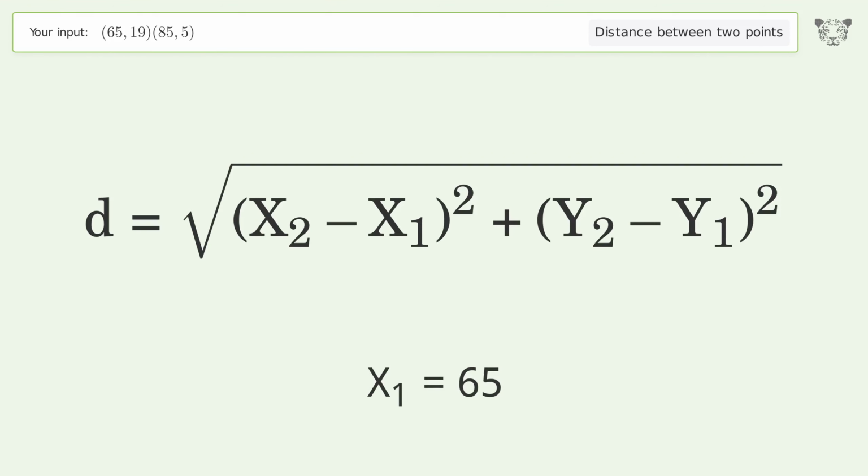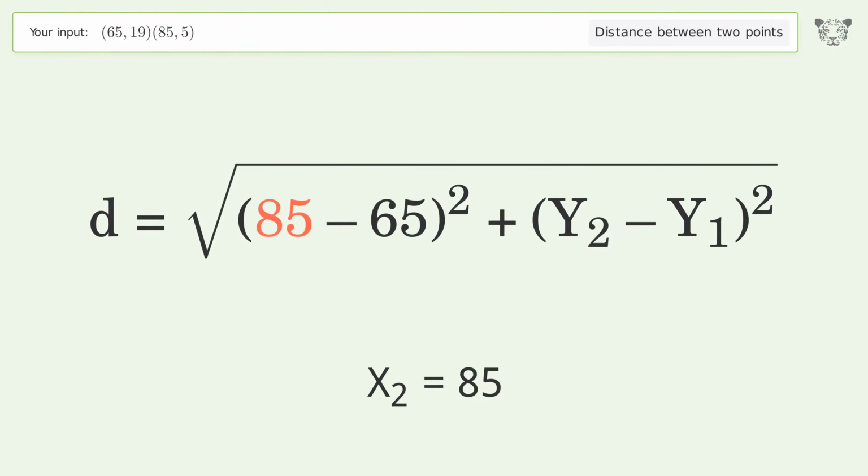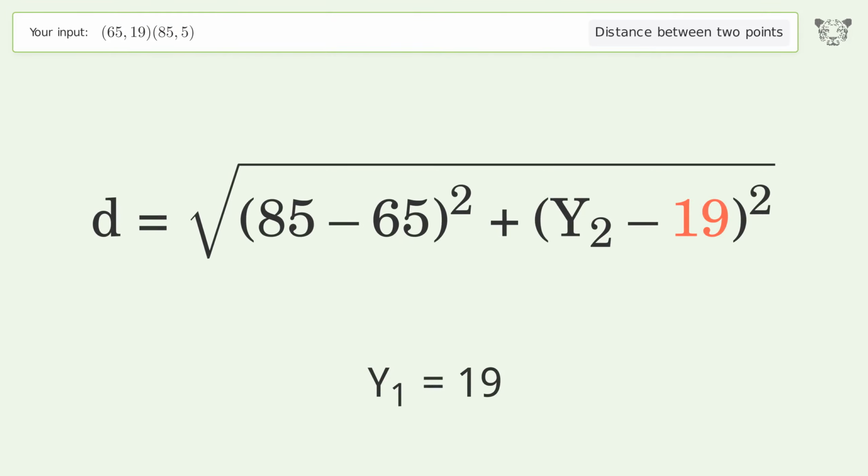x1 equals 65. x2 equals 85. y1 equals 19. y2 equals 5.